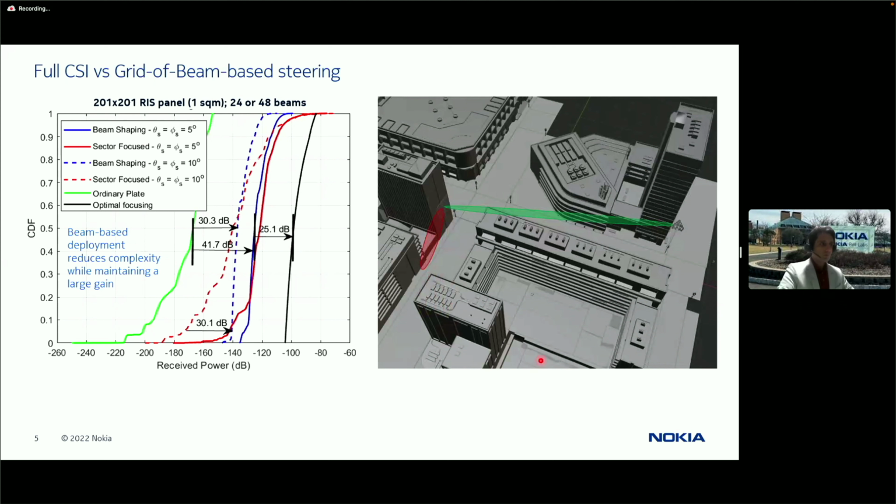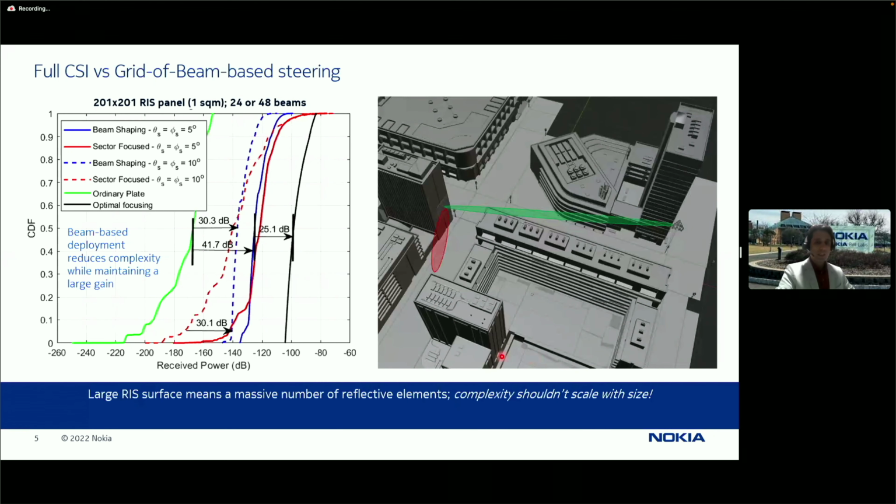But again, the very important message here is that again, we need very large surface areas, but the complexity should not scale with the size. So a beam-based approach is perhaps a remedy to this sort of problem. It curbs the complexity, if you will, and it does not scale with the size.